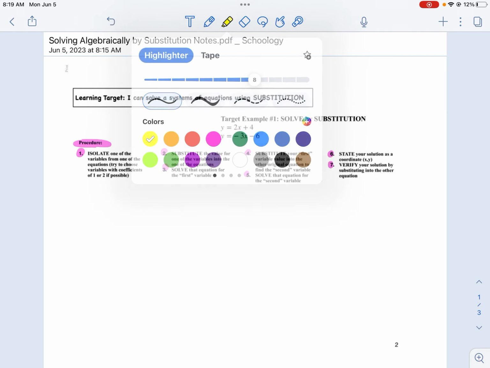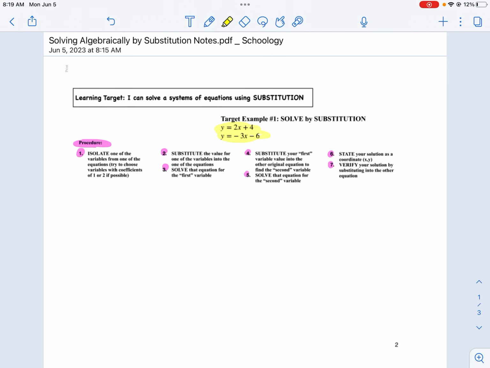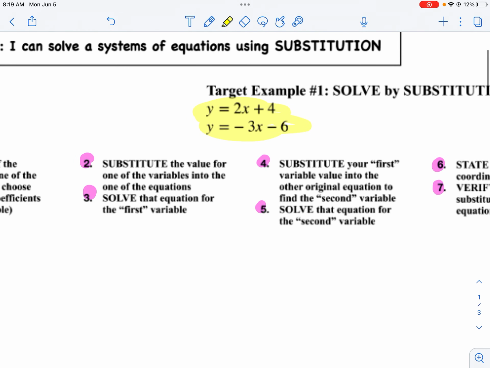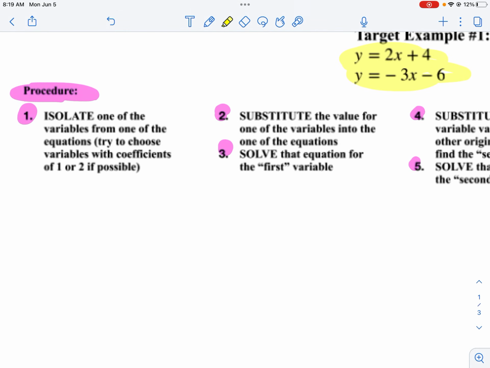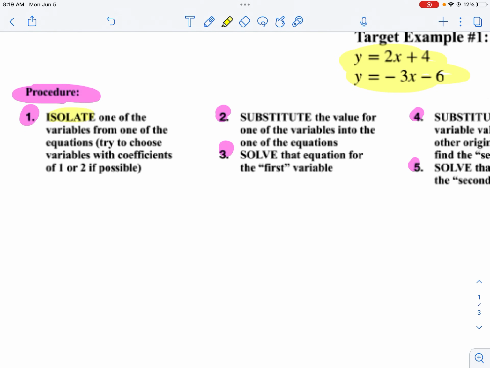So here are my two equations, y equals 2x plus 4, y equals negative 3x minus 6. Now, actually, these are both in slope-intercept form, so it wouldn't be very difficult to solve by graphing, but in our case, we want to solve with substitution today. So let's look at the first step here. It says, isolate one of the variables from one of the equations. Try to choose variables with coefficients of 1 or 2 if possible. And the reason being, you want to try and avoid making a lot of fractions for yourself, right?